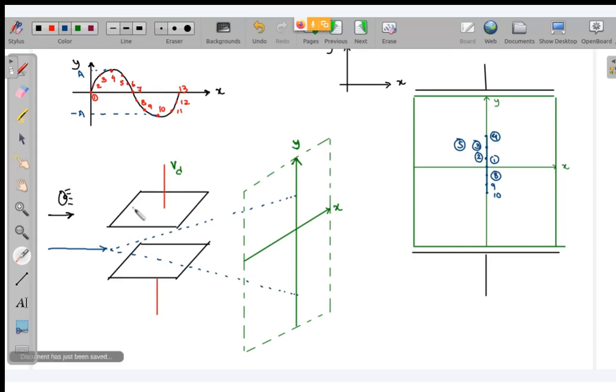Why is this plate known as what? This plate is known as your vertical deflecting plate, because it only has the capability to deflect the signal vertically.